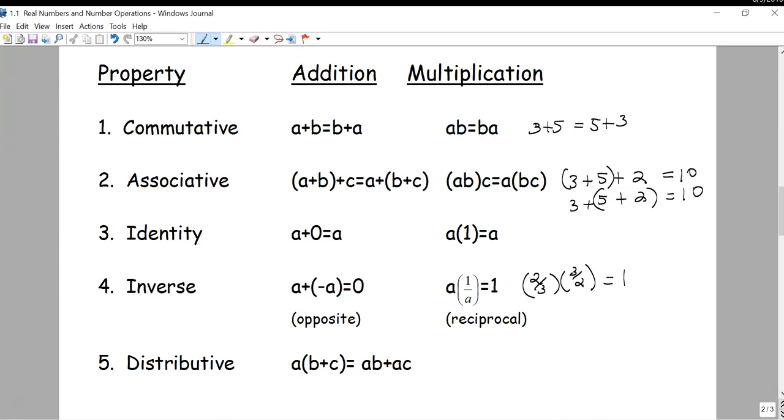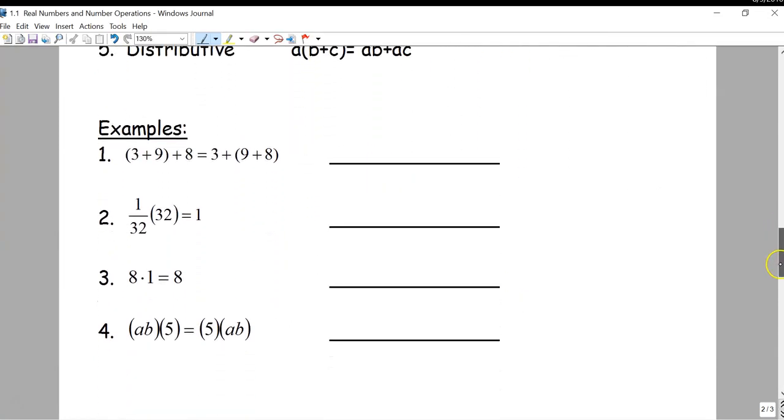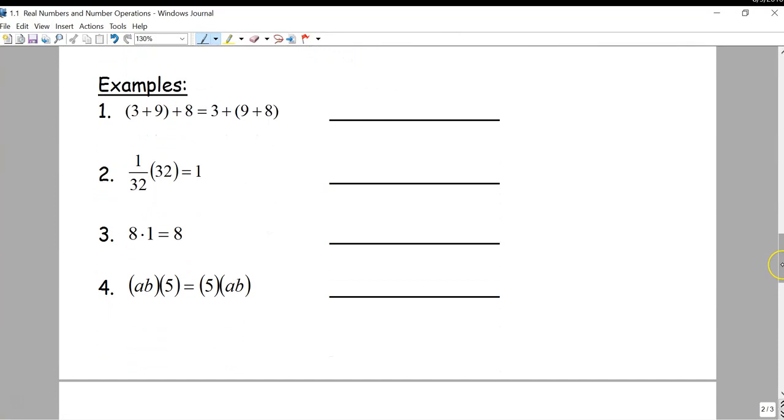And I would imagine that we're all very familiar with the distributive property. The distributive property we use a lot in algebra. So I have 4 different examples here, and we're going to name the property. This first property, notice we are adding 3 numbers together, and I have changed the grouping. So this is the associative property.